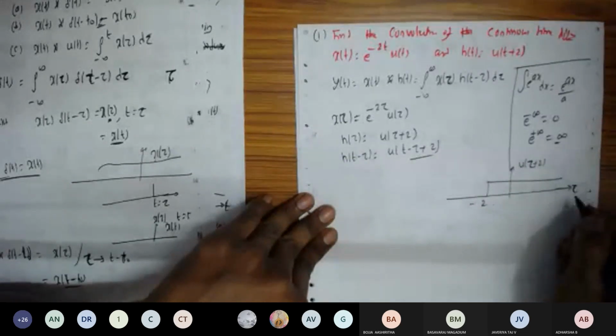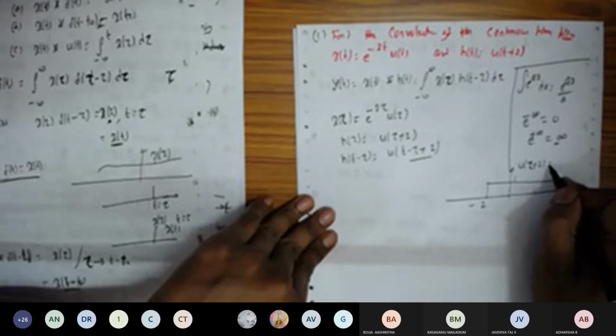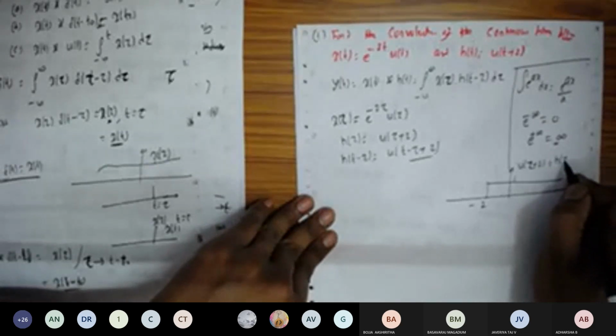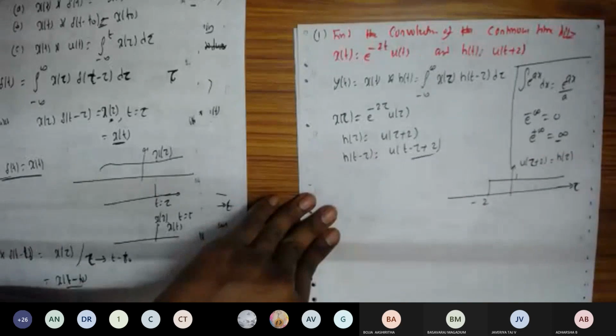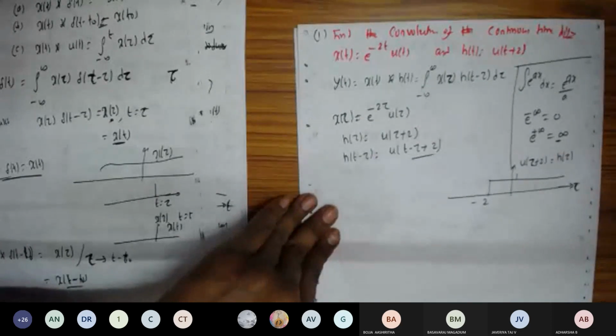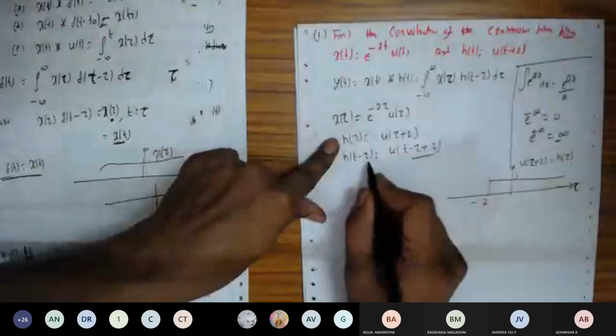So this is the time axis. The amplitude will be equal to 1. This is called h of tau. Then next we want h of t minus tau.